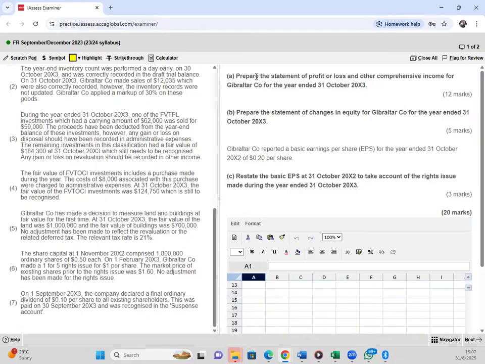So the first question is just preparation of the income statement. The second question is saying, come up with a statement of changes in equity. Then lastly, the question is saying restate the basic EPS. So that's IAS 33. Restate the basic EPS at 31 October 20x2 to take account of the rights issue made during the year. So now let's go to the question.